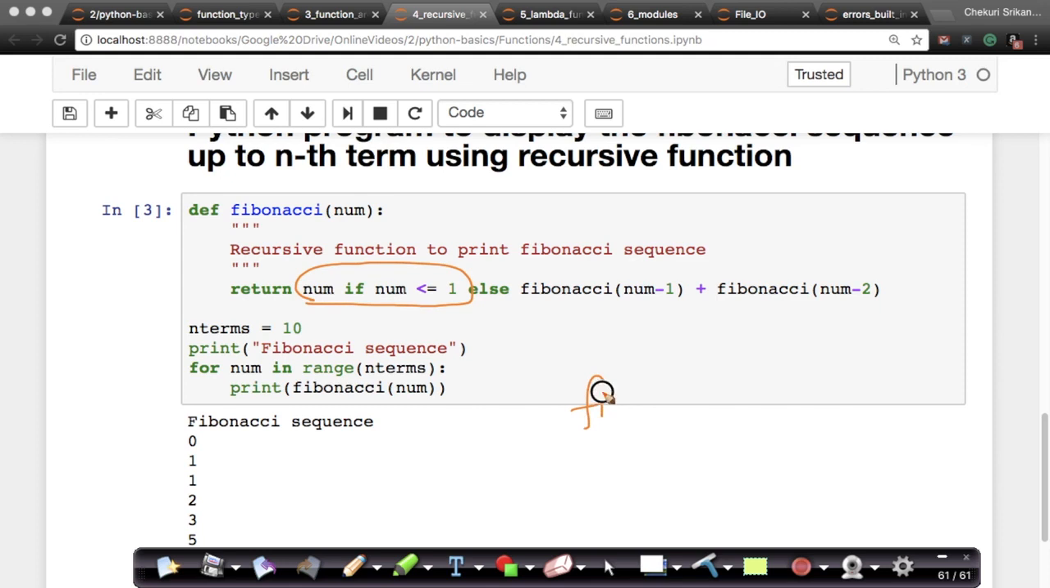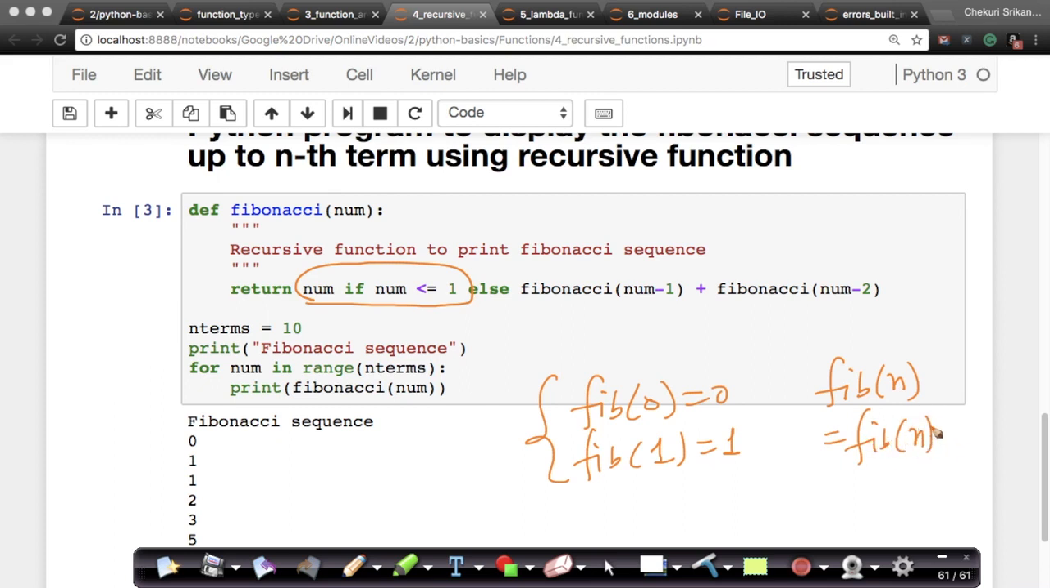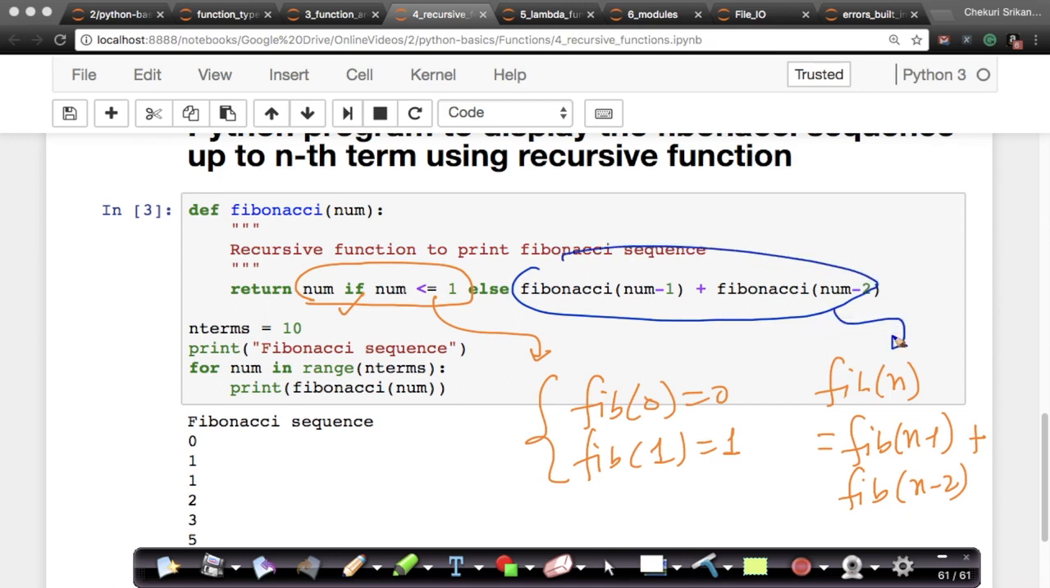Okay, so let's see. What I'm saying here is Fibonacci of 0 equals 0. Fibonacci of 1 equals 1. These are my boundary cases. Okay, and my recursive case is Fibonacci of n equals Fibonacci of n minus 1 plus Fibonacci of n minus 2. Okay, so imagine if these were my conditions. That's how the code is written. Okay, if num is less than equal to 1, if num equals 1, return 1. If num equals 0, return 0. That's what I'm saying here. I have my boundary cases there, right? And this is my recursive case. This recursive case is here.